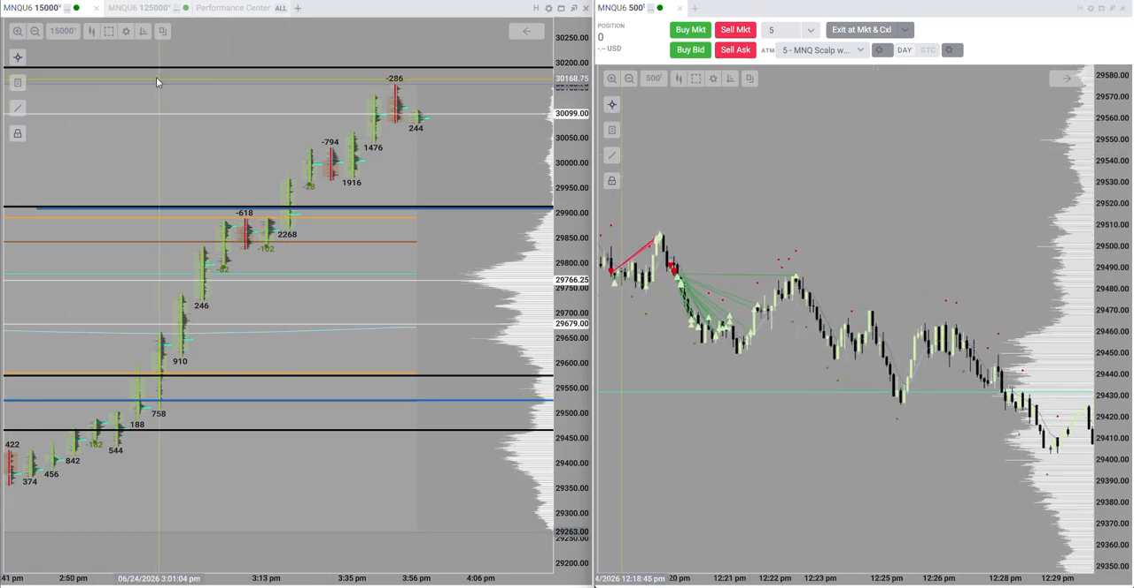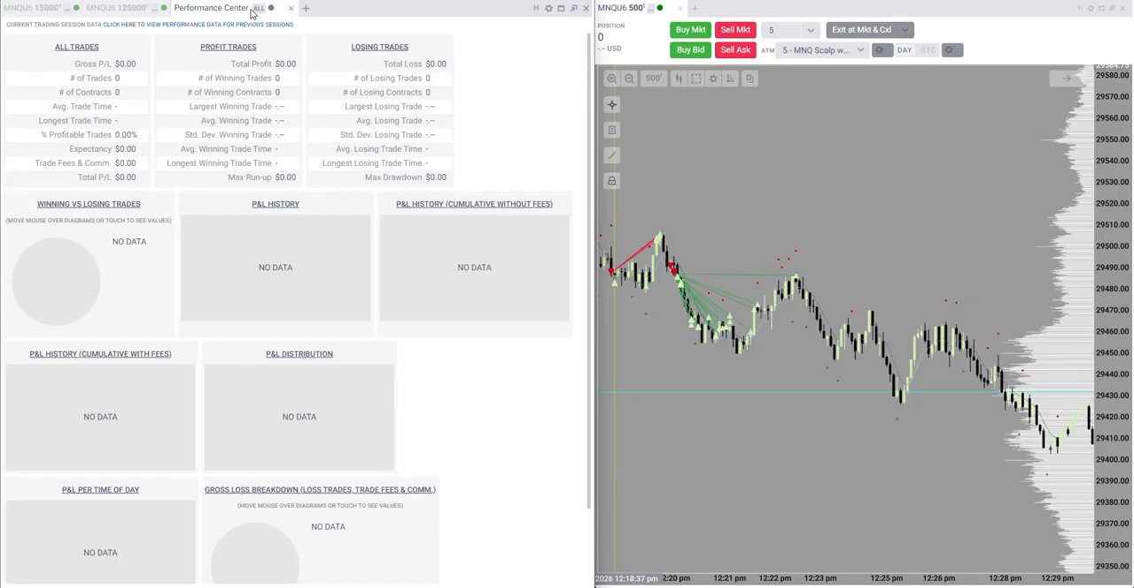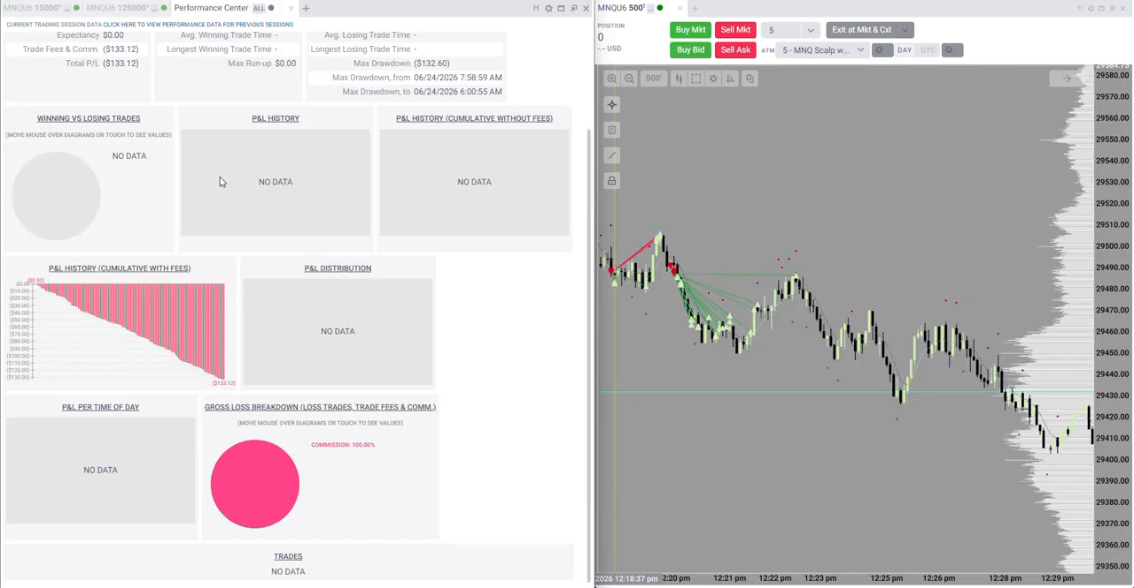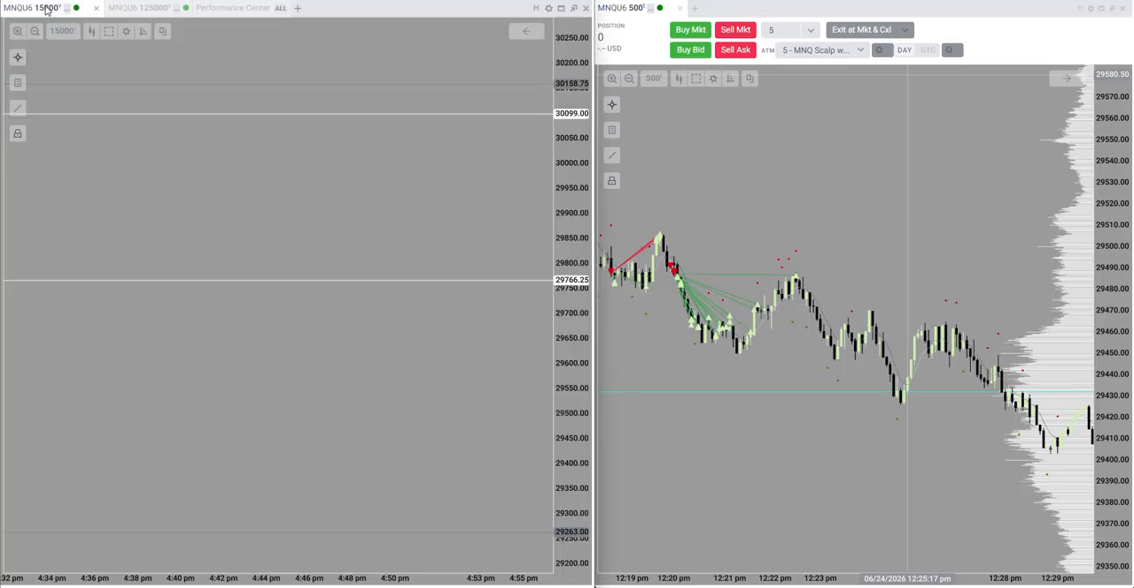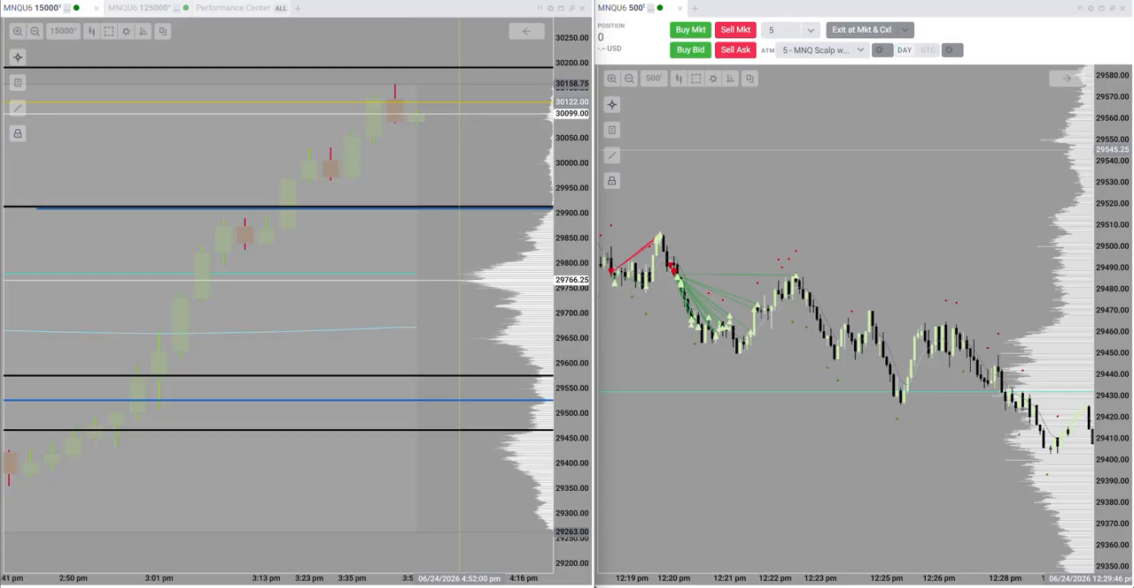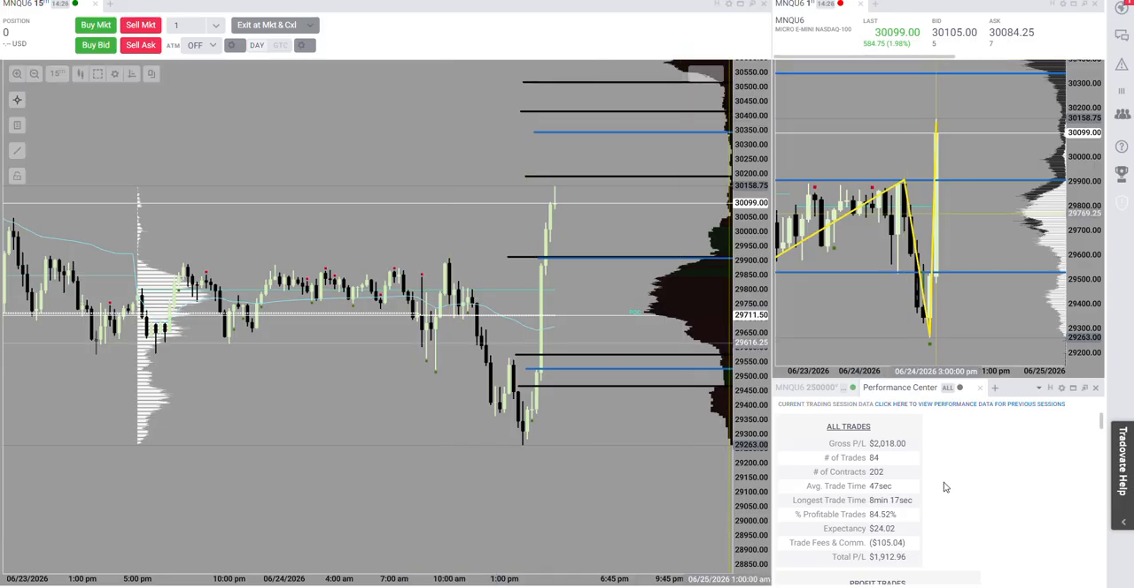All right, and if we look at my P&L from the day, when did I put on a losing trade? What is this? I don't know. I have to figure that out eventually, but here's my P&L from the day.